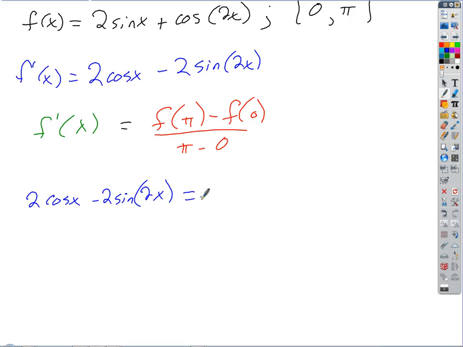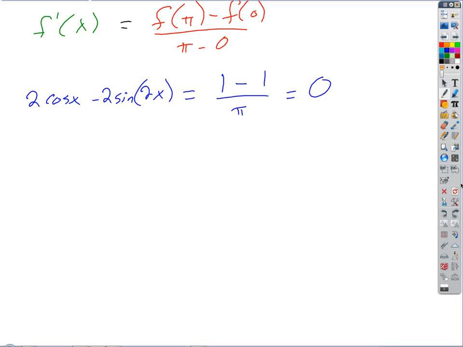And that's equal to, going up to our function, what is f of pi? What's sine of pi? 0. What's cosine of 2 pi? 1. So I'm going to get 1 minus, what's sine of 0? 0. What's cosine of 2 times 0? 1. Right? Cosine of 0 is 1, divided by pi. So I get an answer of 0 divided by pi. 0 divided by pi is 0. Good. So that's the equation that we're solving then, right?